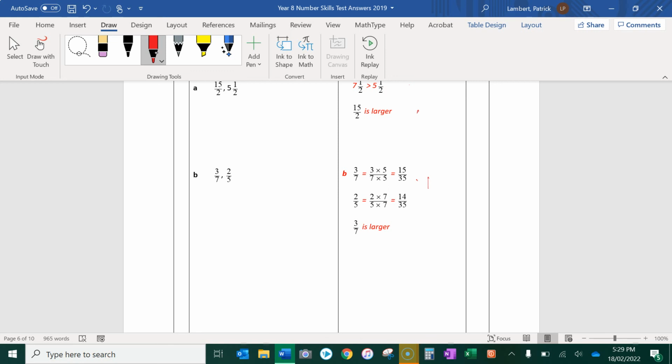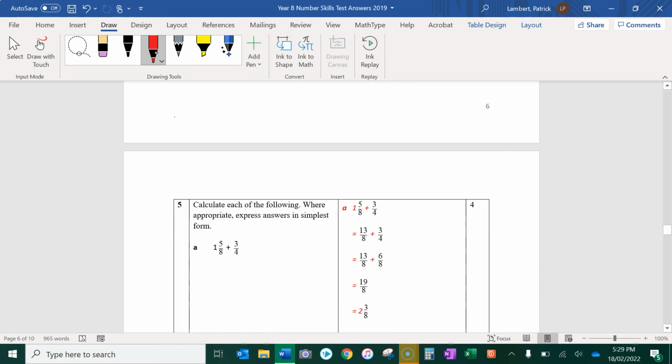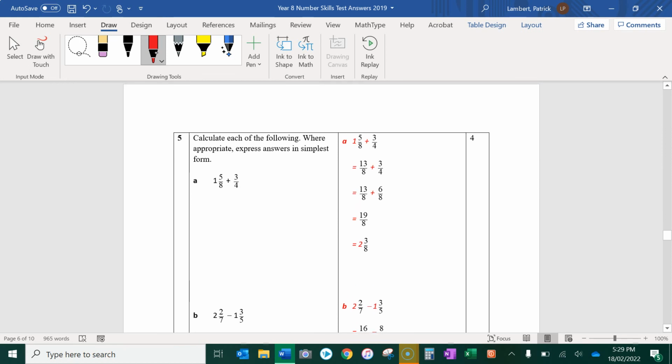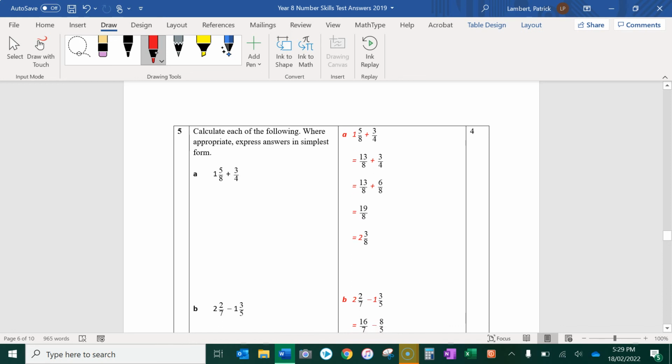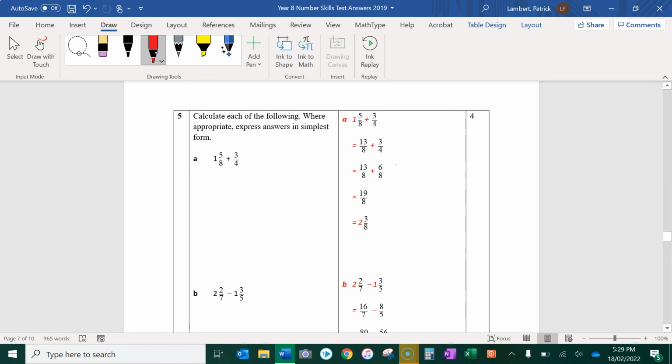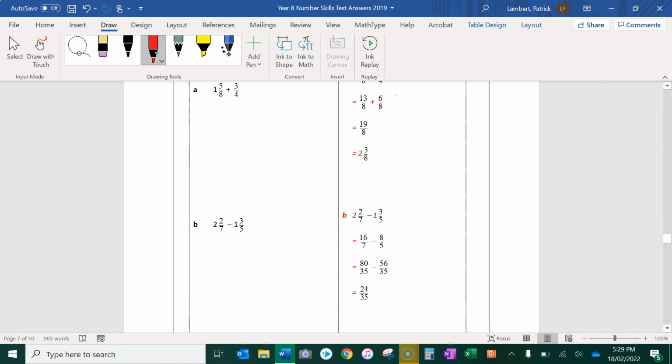7 times 5 is 35, so this multiplied by 5, you get 15 35ths and 14 35ths, so 3 over 7 is larger. Come to this one here, you're looking at calculate each of the following. Turn it into an improper fraction, then 8 is the lowest number they both go into, then add across the top. 19 over 8 becomes 2 and 3/8 as a mixed number.